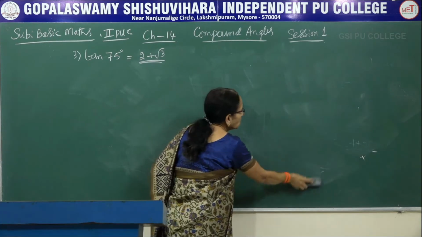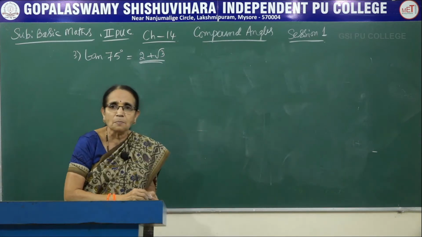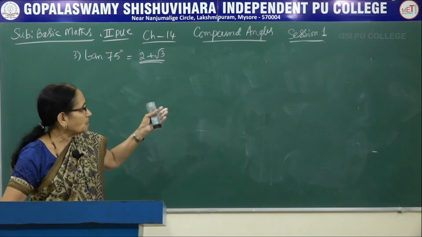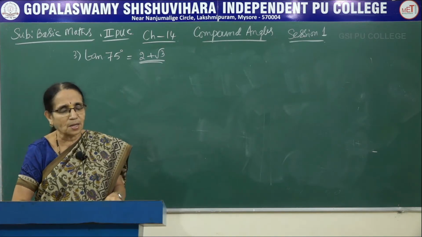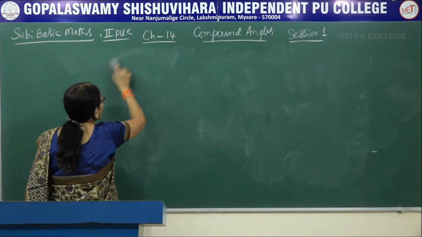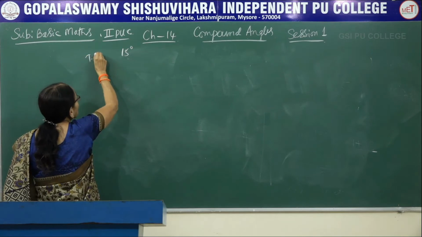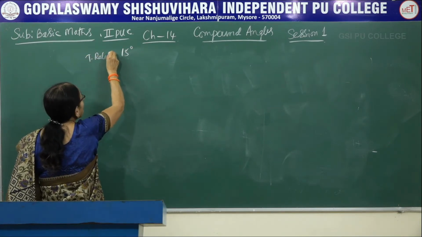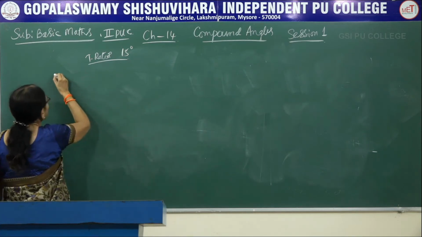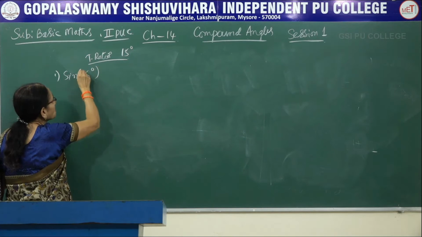So we have used the compound angle formula A plus B, to get the values of the trigonometric ratios of 75 degrees. So what is the next possibility? We try to get the values of 15 degrees, the trigonometric ratios of 15 degrees. Now for that, first let me consider the first one, sine of 15 degrees.